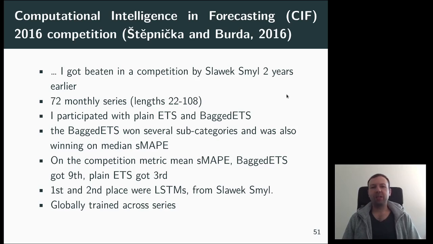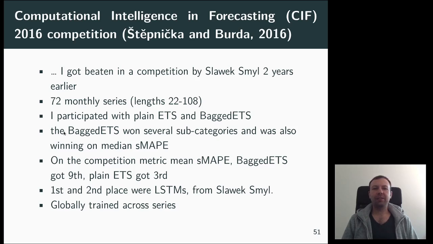So I went into that competition. I ran just plain ETS from the forecast package and a method that I had developed a bit earlier together with Rob Hyndman called bagged ETS. And I was quite sure that bagged ETS would be able to win that competition because it was marketed as a computational intelligence competition, but the data set, to me, seemed like statistical methods need to be able to win here.